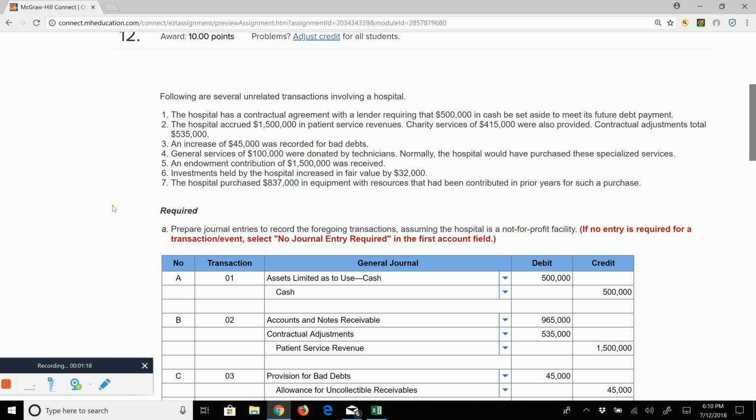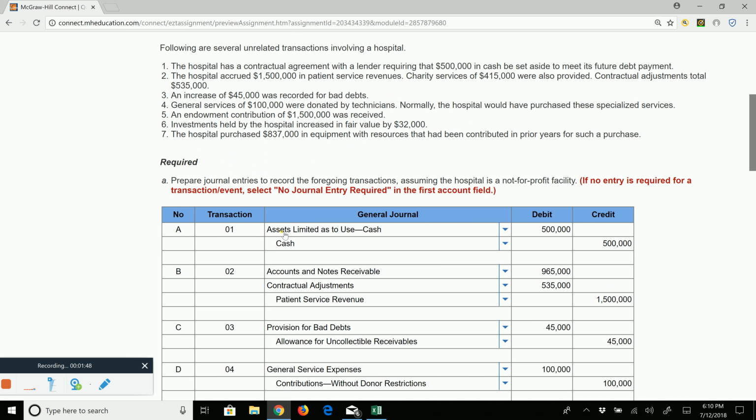Number one, the hospital has a contractual agreement with a lender requiring that $500,000 in cash be set aside to meet its future debt payment. So basically the hospital signed a contract, and in that contract the lender is saying, hey, you have to keep $500,000 aside at all times. We're going to record that in something similar to a restricted cash account, and we're going to call that assets limited as to use. This is a credit to cash, of course, because the cash account is going down, and we put it in this assets limited as to use.